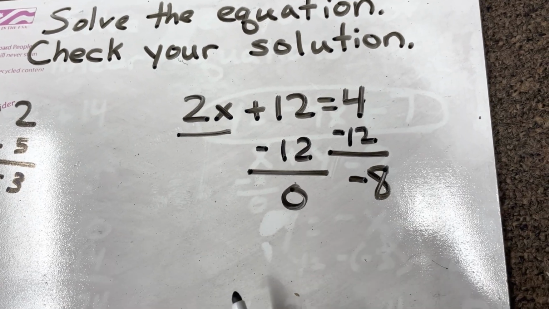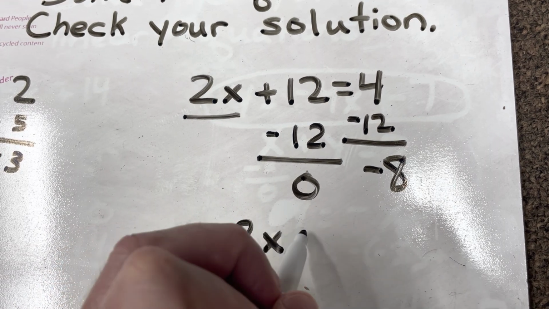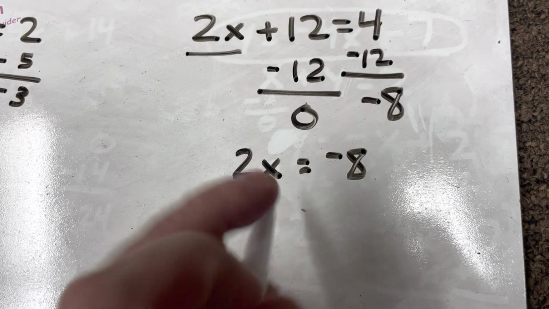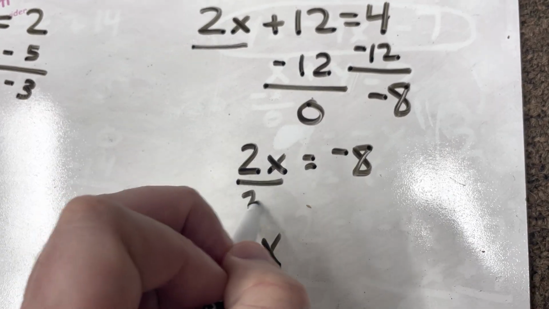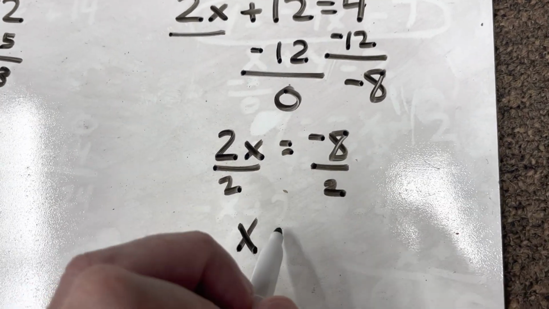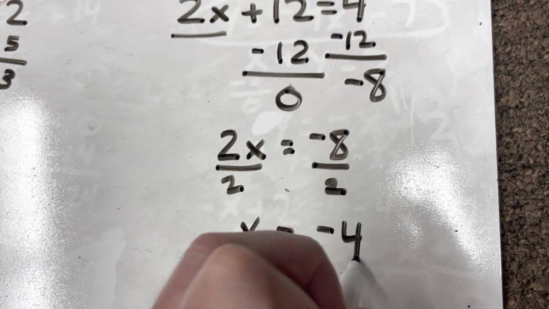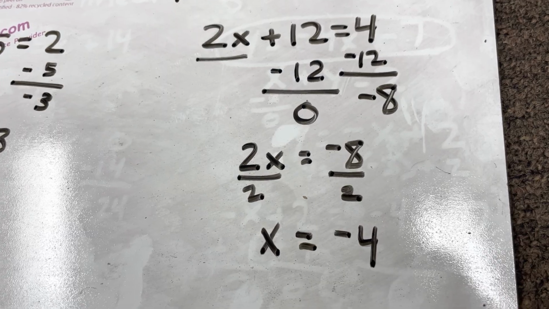You can plug that into your calculator. That leaves me with 2x equals negative 8. If 2x equals negative 8, to get x by itself, I'm going to divide everything by 2, which essentially means I'm doing negative 8 divided by 2. Negative 8 divided by 2 equals negative 4. X equals negative 4. All right, let's move right along. Got 2 more that we're going to look at.